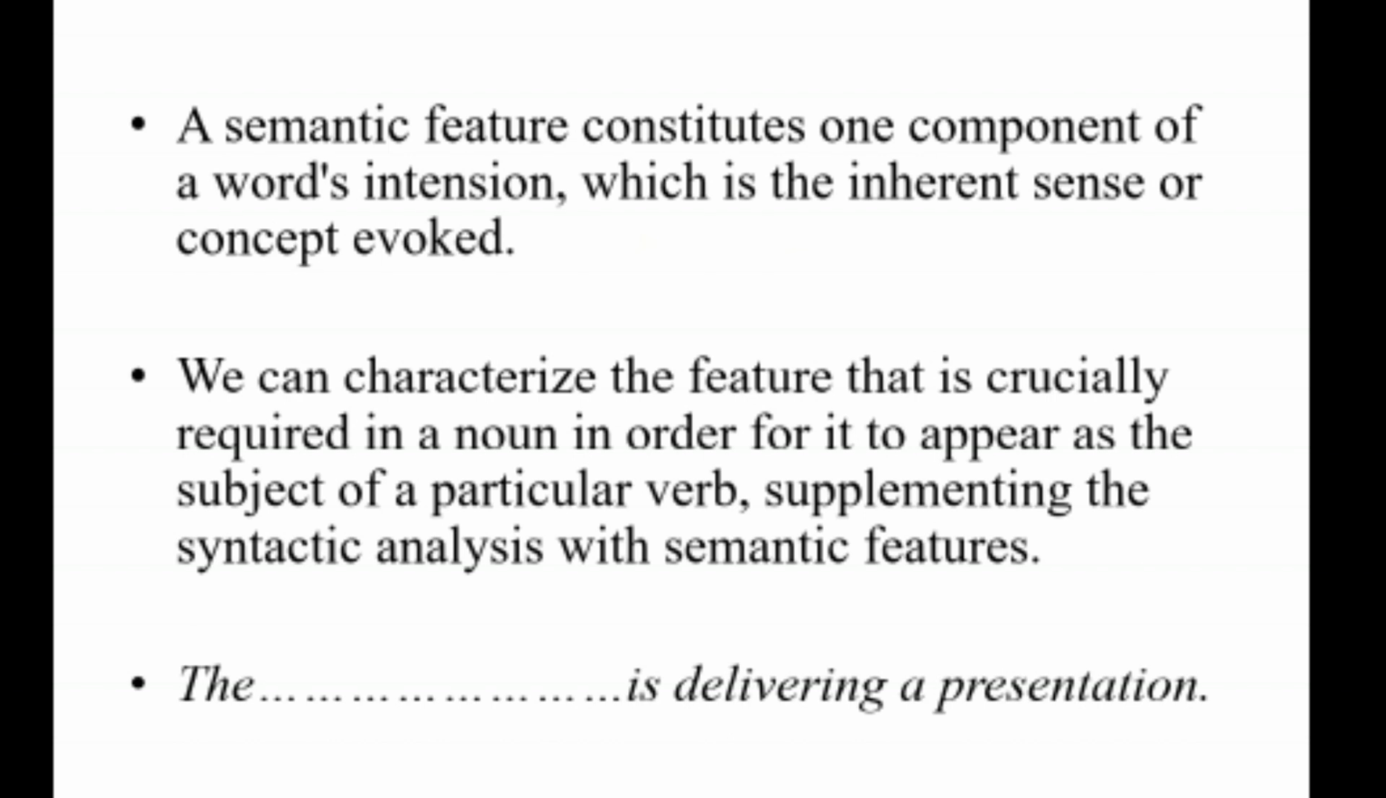So here semantically we need a feature which reflects an entity which is capable of delivering a presentation here. So the feature would be human. Then we need plus human feature, a noun. Okay, syntactically it should be a noun phrase, semantically with the feature of a human, for example, or representing the feature of a human.